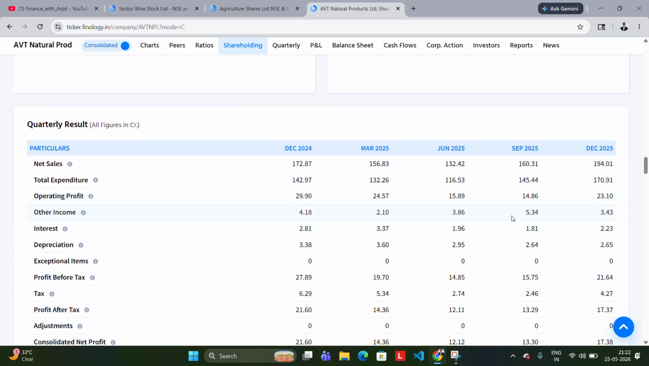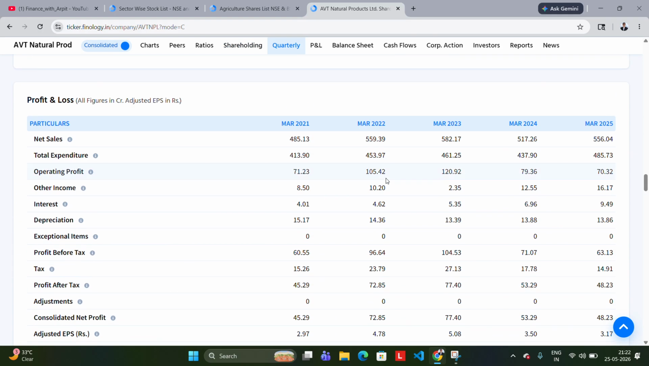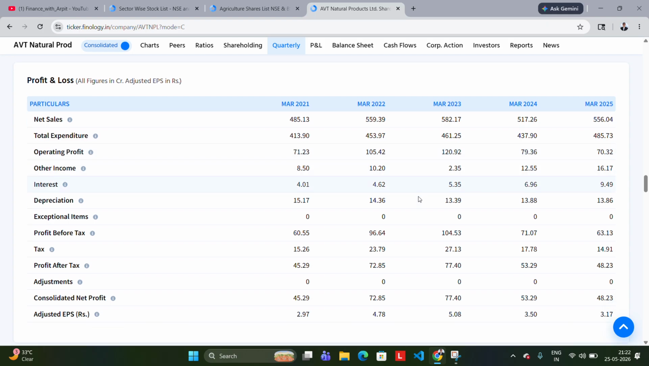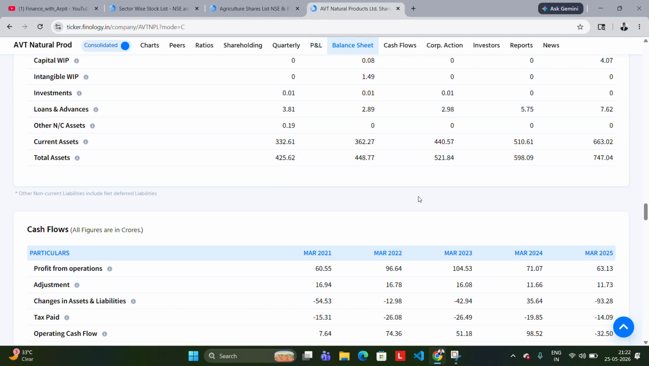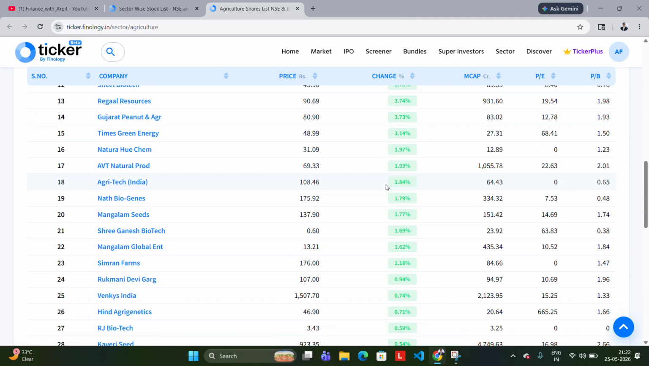We should see its operating profit. It has increased in the last quarter, but as we know, agriculture is a seasonal business, so we should see the operating profit for every year. And it is decreasing continuously. Again, the operating cash flow is negative, so we should stay away from such companies.